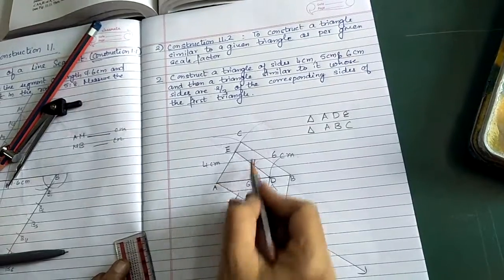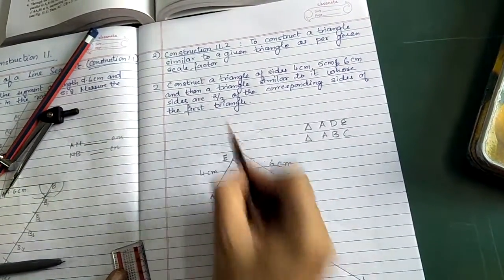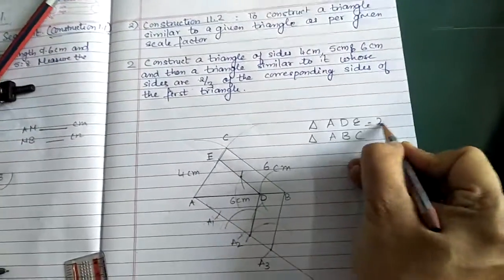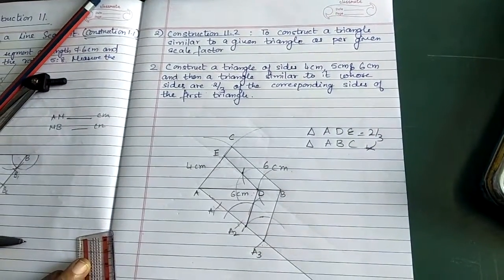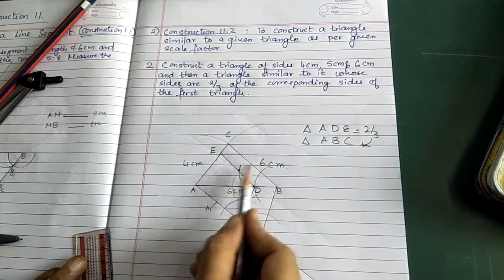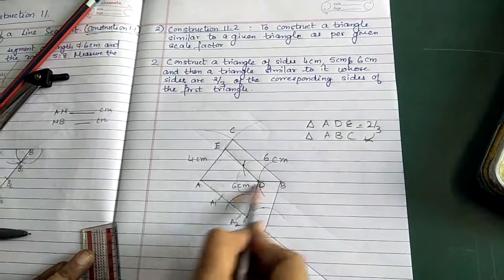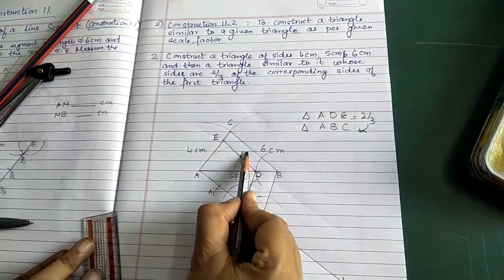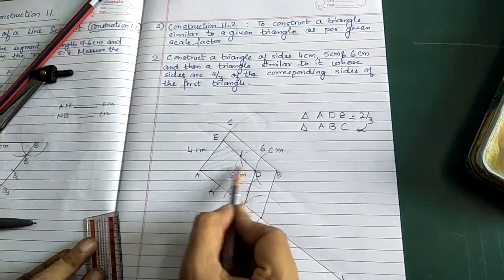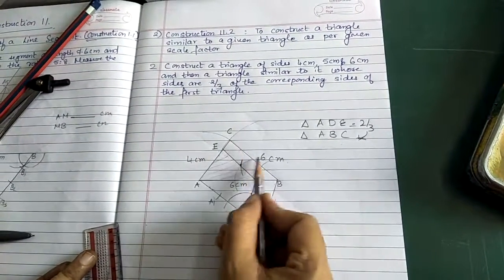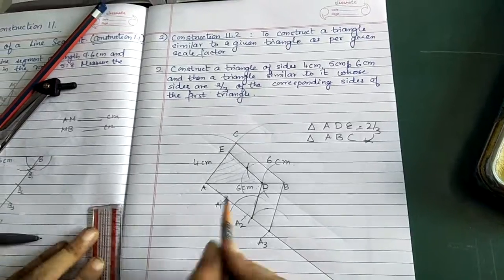So this triangle and this triangle, this ADE is 2/3 of this triangle. Okay, so we get these two are similar triangles, triangle 1 and triangle 2, and it is 2/3 of this triangle. I hope you are clear with this triangle. This I'm talking about, this triangle is 2/3 of this triangle. Okay, thank you.